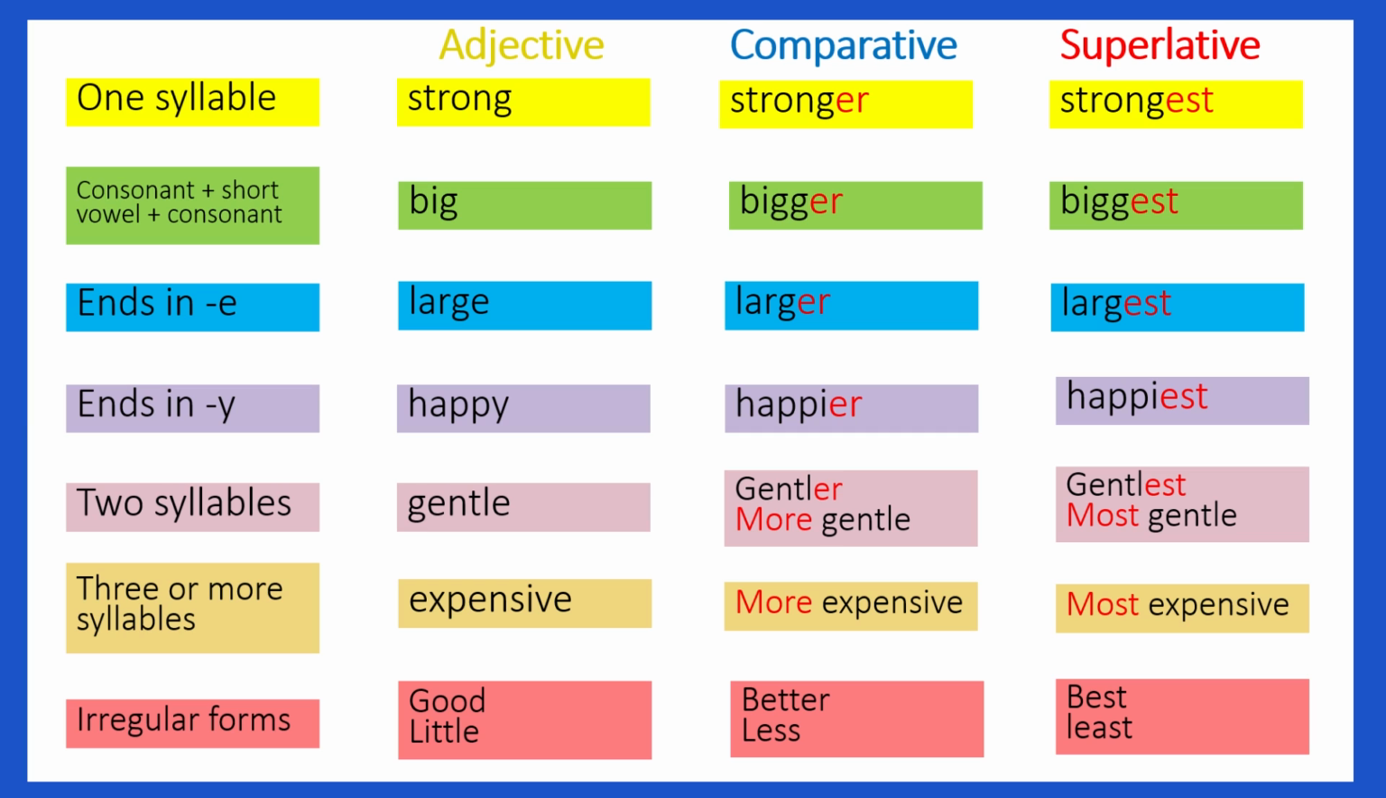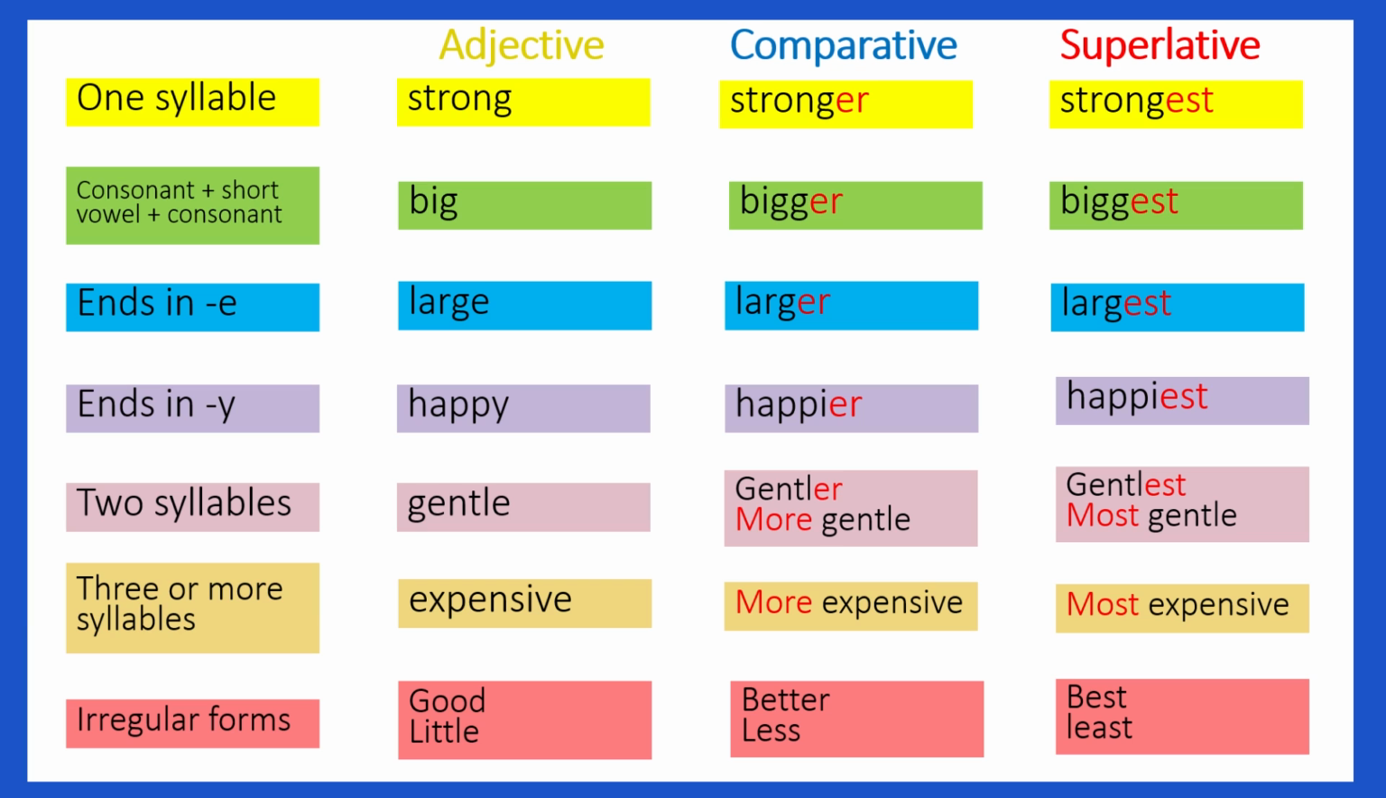Okay, for the second one, please take a look at the green one here. For adjectives ending in consonant, vowel, consonant, the final letter is doubled before adding the ending. For example, big. The comparative adjective will be bigger. Okay? Double the letter G and add the ending er. The superlative adjective is biggest. Again, we double the letter G and add the ending est, biggest.